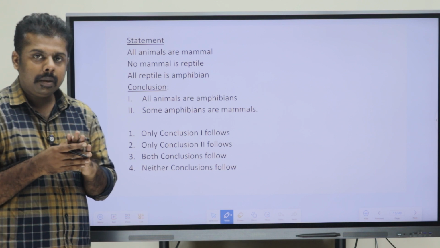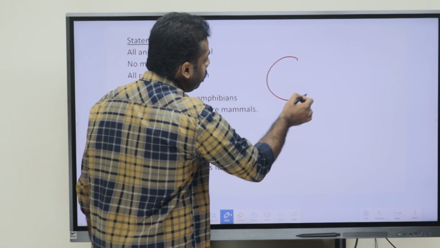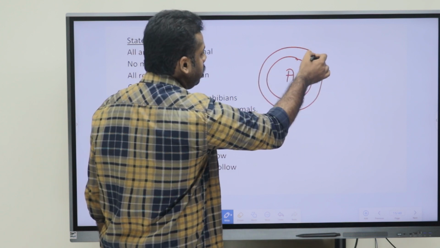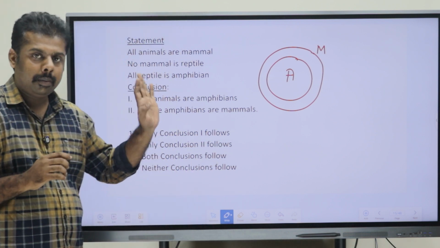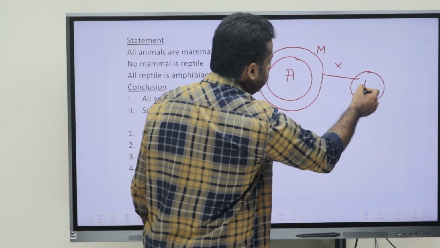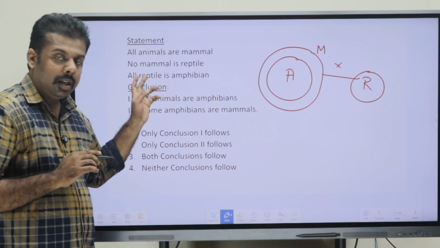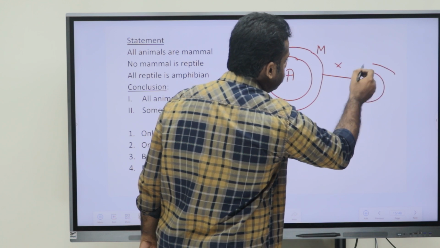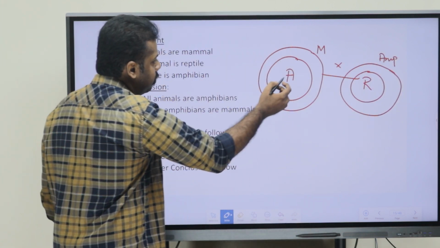Now first drawing the Venn diagram here. All animals are mammals. So how will the Venn diagram be? Animal in total has to be placed inside mammal. Now, the second statement says that no mammal is reptile. That means mammal and reptile don't have a relation. So that is placed in the Venn diagram. The third statement says that all reptiles are amphibians. So the reptile in total has to be inside amphibian. So this is amphibian. The first one was animal.